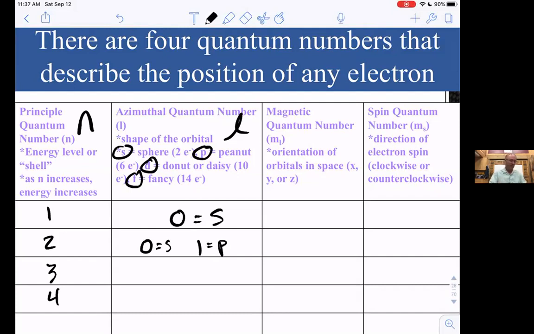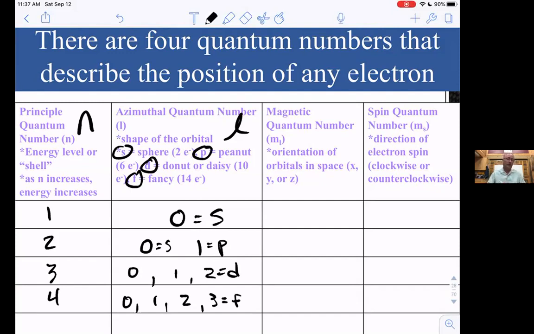If I go down to energy level 3, 3 minus 1 is 2. So I would have 0, 1, and 2. 2 is the new one. 2 would actually represent the Ds. And in 4, you would have 0, 1, 2, and 3. And that 3 actually represents the F-shaped orbitals. So these are possible ones.